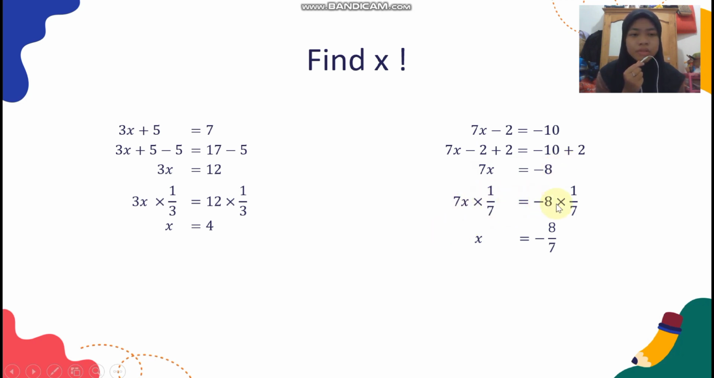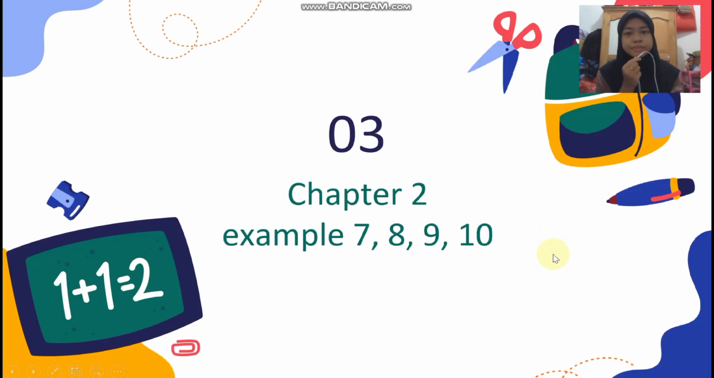And on the left and right side we can multiply by 1/7, and it will be 7x times 1/7 = -8 times 1/7, and it will be x = -8/7. And the third, I will explain about chapter 2 and examples 7, 8, 9, and 10.